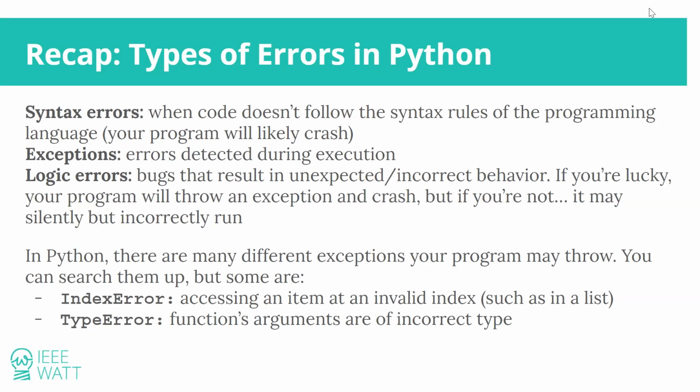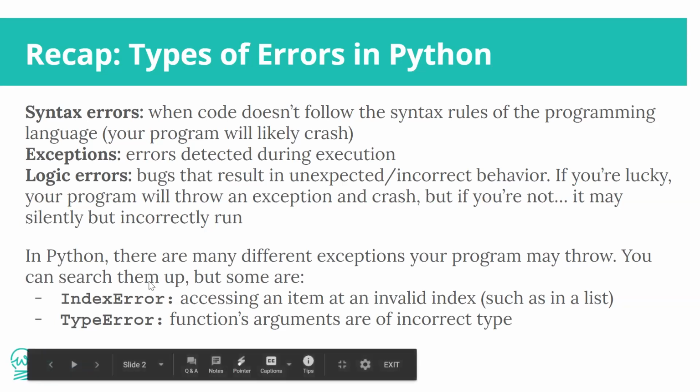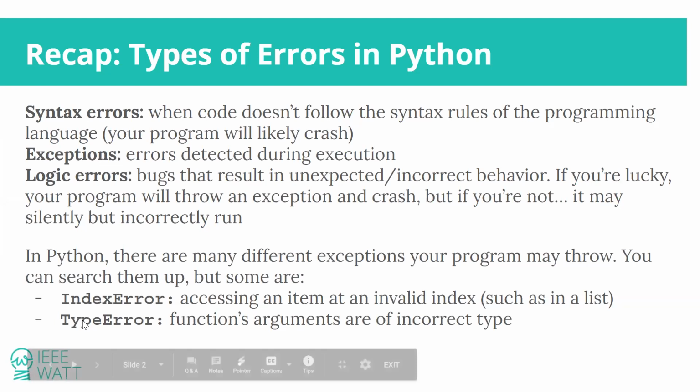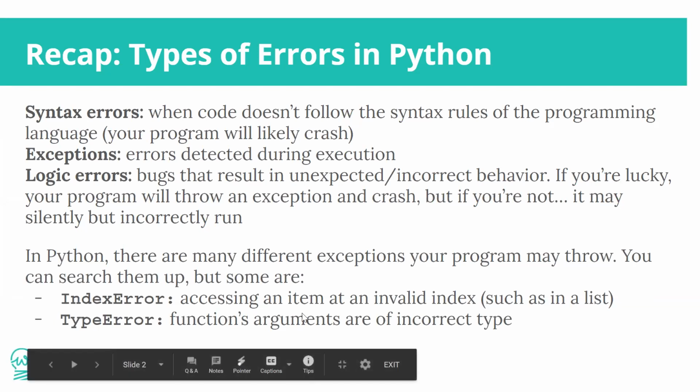So I mentioned index errors are one kind of exception you might see in runtime, and you could also have a type error, when your arguments have an incorrect type. When you're trying to use a standard library function maybe, and you give it something it's not expecting, it'll cause it to crash.